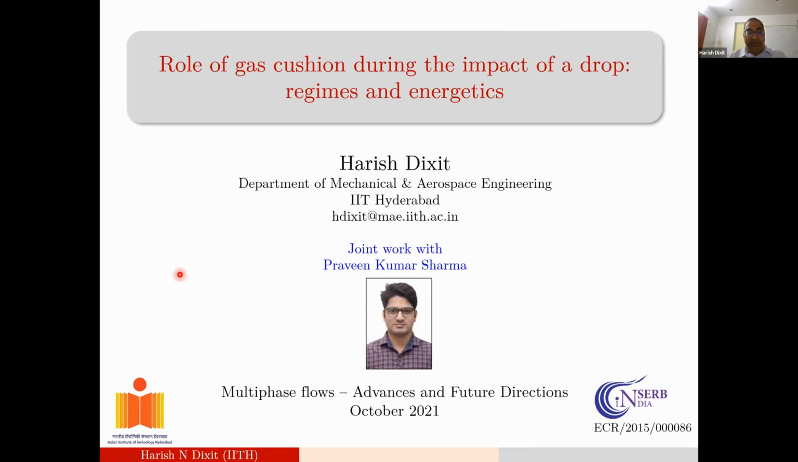So I'm primarily interested in asking what is the role of the gas cushion during impact of a drop. In the previous talk, Jacques was talking about two bubbles which come very close to each other. So that's the kind of scenario that I'm interested in this problem. What happens when a droplet comes very close to either another droplet or a plate, a solid surface? In this particular talk, I'll only talk about droplets interacting with solid surfaces.